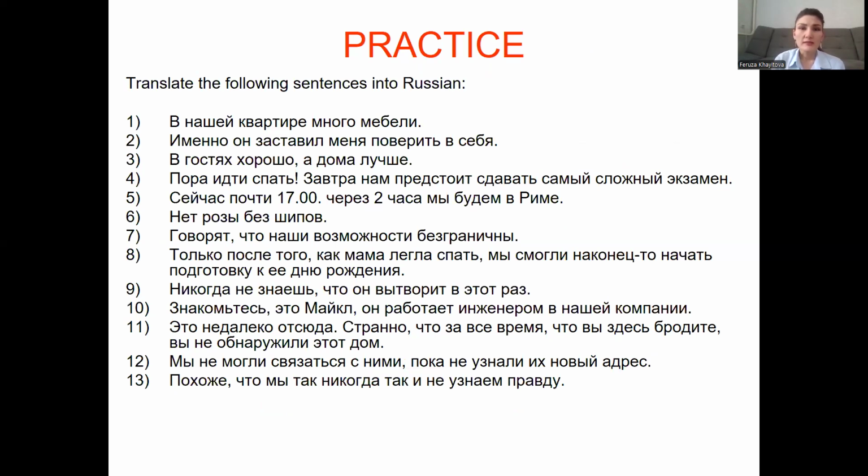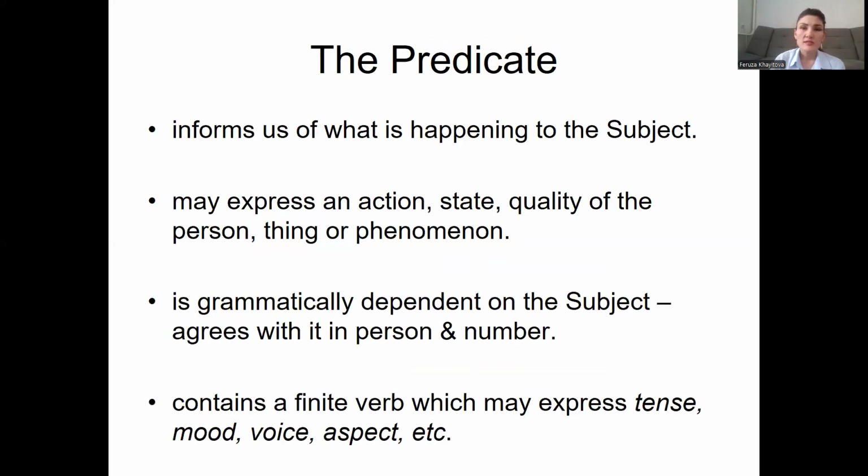There are given practice sentences. Translate the following sentences into Russian. What is a predicate? The predicate informs us of what is happening to the subject. It may express an action, state, or quality of the person, thing, or phenomenon. It is grammatically dependent on the subject and agrees with it in person and number. It contains a finite verb which may express tense, mood, voice, aspect, etc.